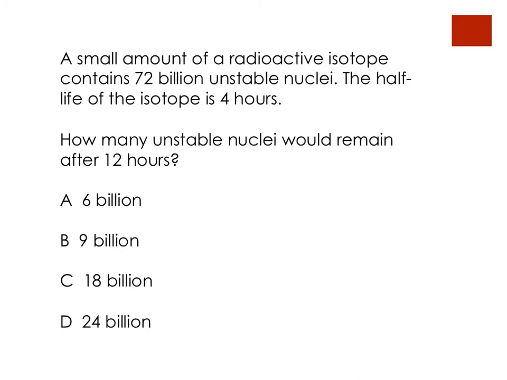Okay, slightly different question. A small amount of a radioactive isotope contains 72 billion unstable nuclei. The half-life is 4 hours. So how many unstable nuclei would remain after 12 hours? Pause the video and find the answer.